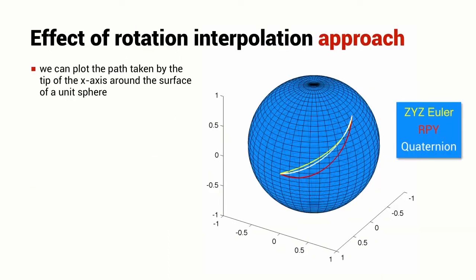This figure shows the position of the tip of a vector which is undergoing different types of rotational interpolation. The white path is due to quaternion interpolation, and as just mentioned it's the shortest and most direct path. We can see that the Euler angle and roll pitch yaw angle interpolation paths deviate from that. That means that they take a longer and more indirect path between the 2 orientations.